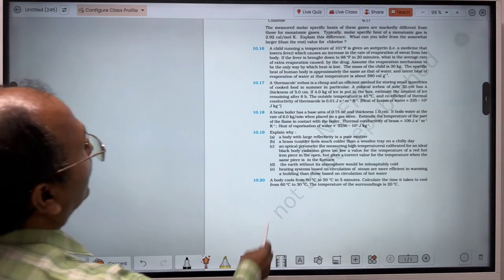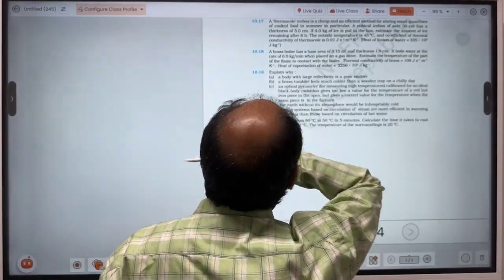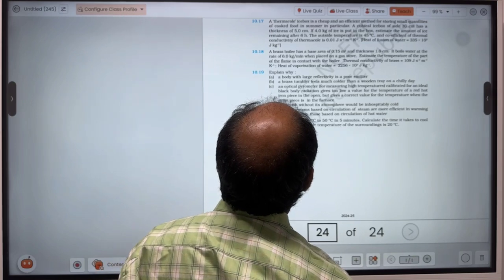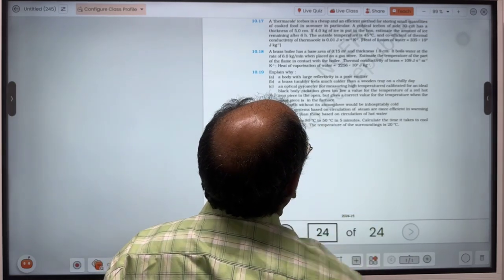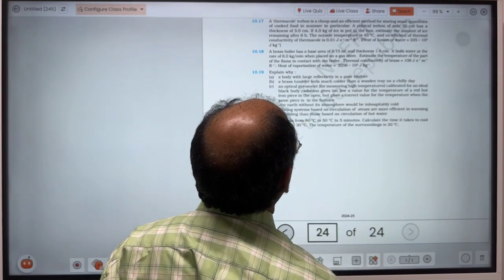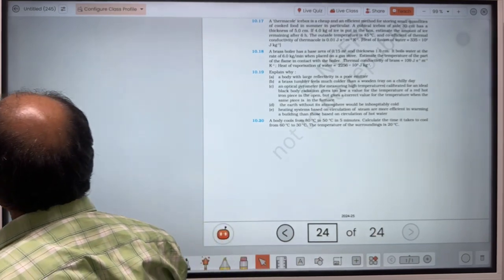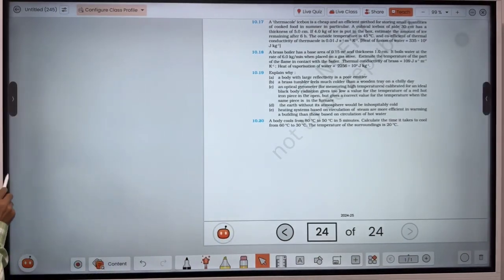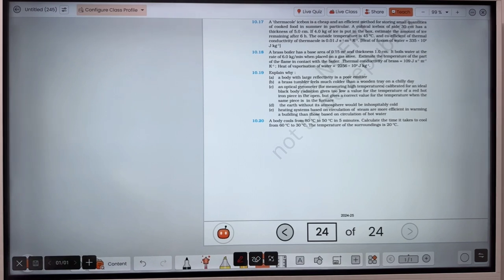And question number 19 is a theory question that you can read and do. Let's do the last question of the exercise. Here, a body cools from 80 degree to 50 degree in 5 minutes. Calculate the time it takes to cool from 60 to 30 degree. The temperature of surrounding is 20 degree. So if you remember Newton's law of cooling, we are going to apply that, and the question can be easily solved.